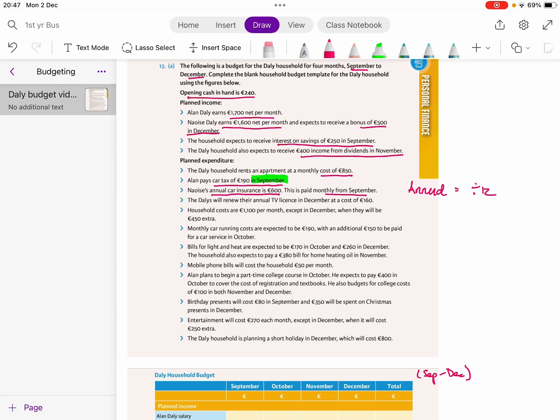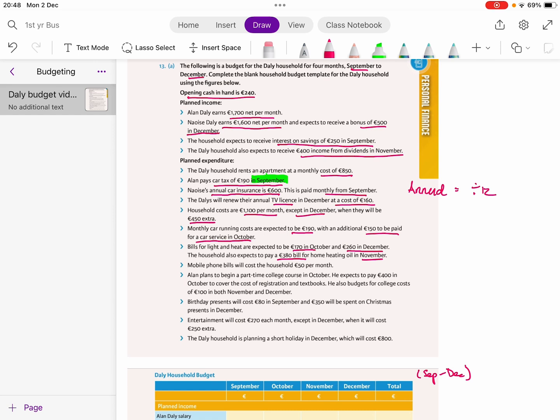So the Dalys will renew their annual TV licence in December at a cost of 160. Household costs are 1,100 per month except in December, and they will be 450 extra. So for December, I'll be adding on an extra 450. Monthly car running costs are expected to be 190, and there'll be an additional 150 to be paid for a car service in October. So we'll have two figures in October. Bills for light and heat are expected to be 170 in October and 260 in September. And the household also expects to pay a €380 bill for home heating oil in November.